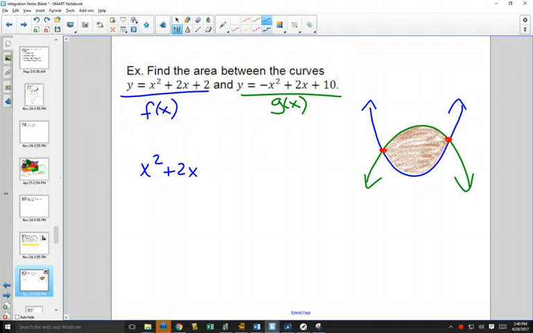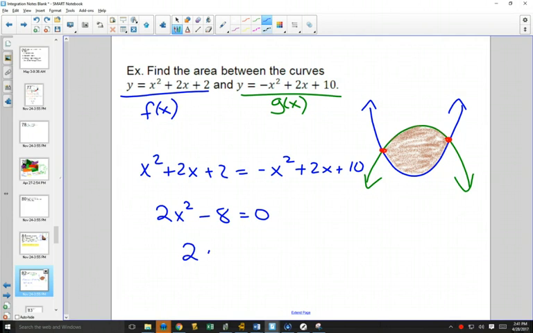x squared plus 2x plus 2. Well, that's equal to y, so I substitute it into the y for the other equation. It's a quadratic equation. We set one side equal to 0. 2x squared minus 8 equals 0. Just because there's just an x squared, you could factor this, or you could move the 8 over, divide by 2, square root both sides, and get x is equal to plus or minus 2.